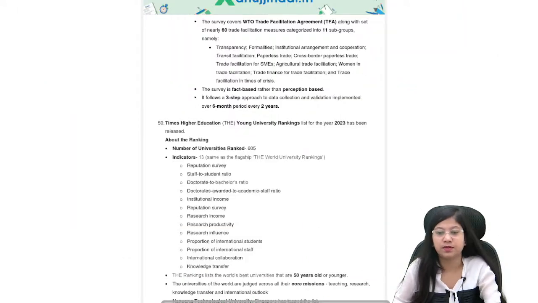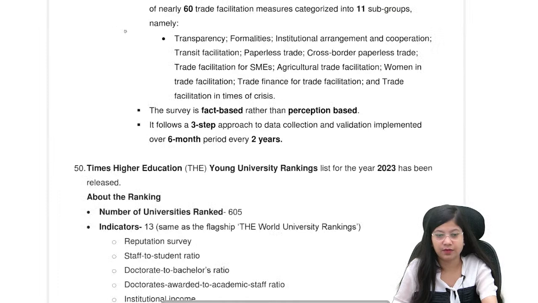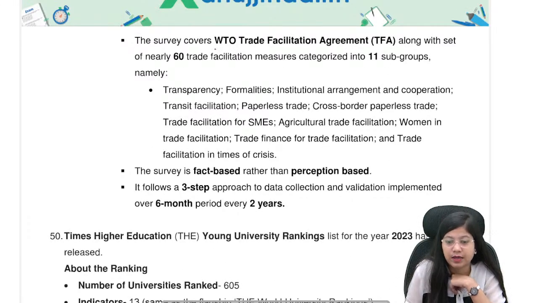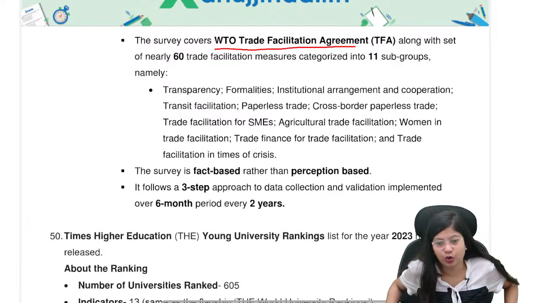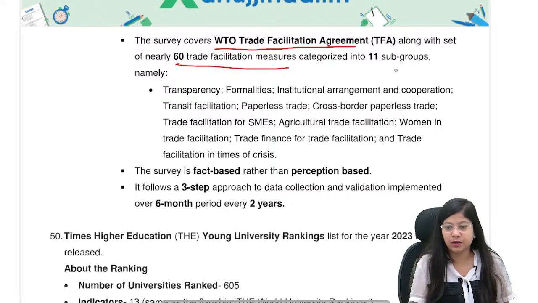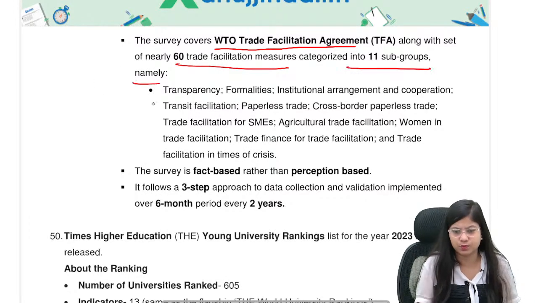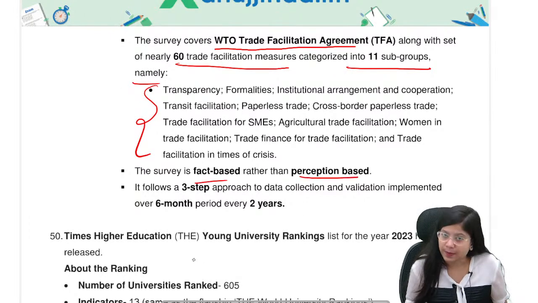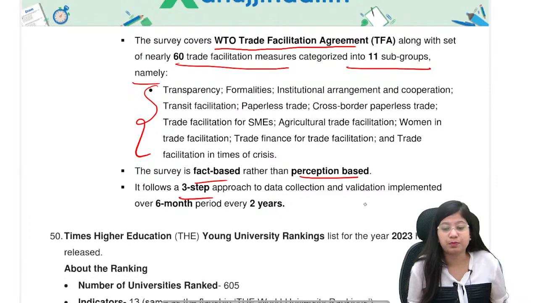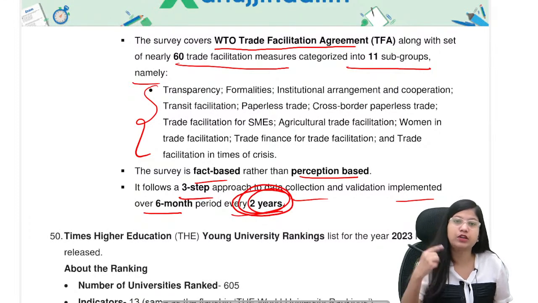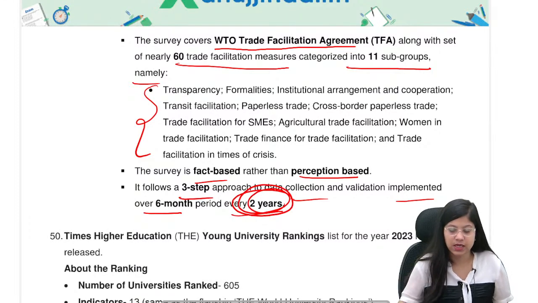Now, as far as the survey is concerned, let's have a little bit about the survey itself. This survey covers the WTO trade facilitation agreement along with a set of nearly 60 trade facilitation measures categorized into 11 subgroups. The survey is fact-based rather than perception-based. It follows a 3-step approach to collect data and validation implemented over a 6 months period every 2 years. So this is important that every 2 years this data is released.